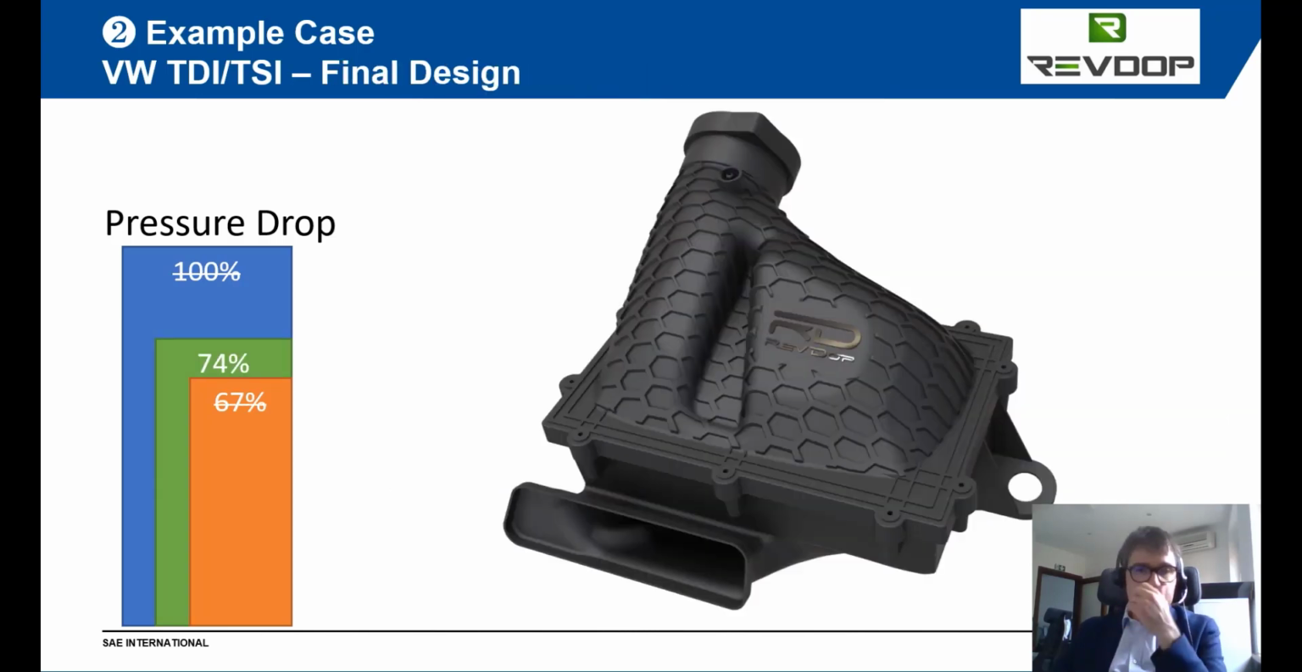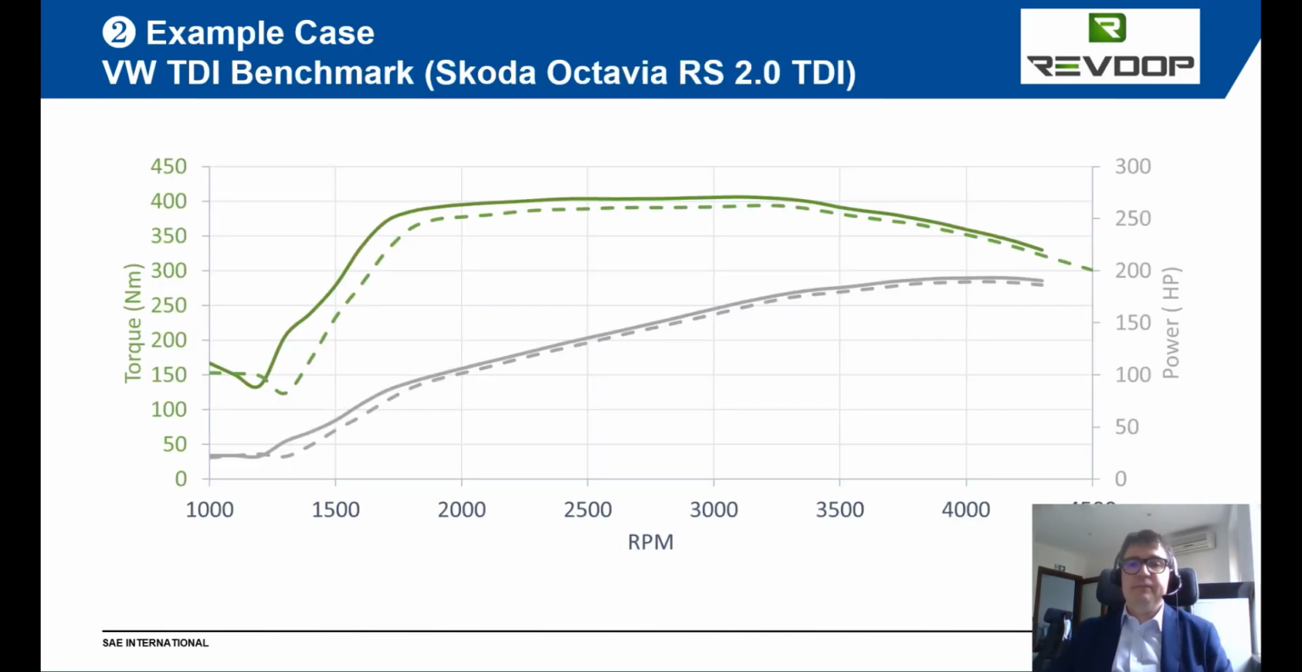But then we went back to the CAD, and we had to do some minor modifications in order to meet some manufacturing and structural integrity constraints. So we ran the CFD, and we got a 26% improvement compared to the original baseline, which is still a good result.